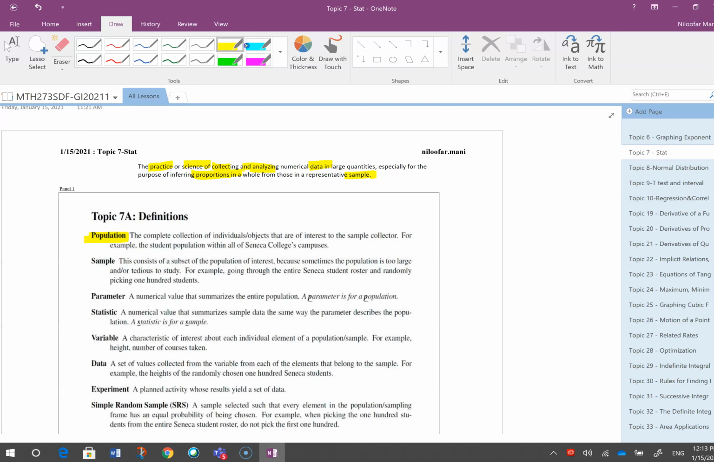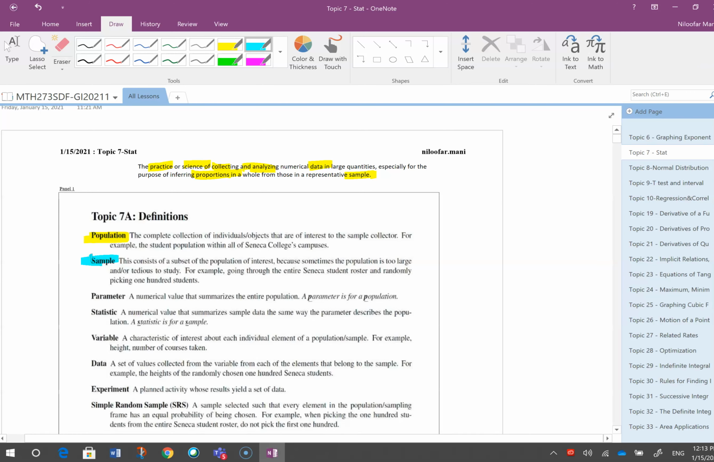So I collect a sample, which means a small population. For example, I choose 1,000 of them, or I choose 100 of them, or I choose from one program.